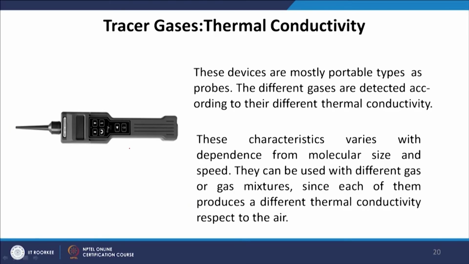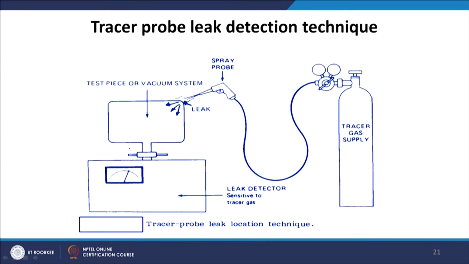These characteristics vary depending on molecular size and speed. They can be used with different gases or gas mixtures, since each of them produces a different thermal conductivity with respect to air. In tracer probe leak detection techniques, there is a tracer gas supply connected, let us say a helium gas or nitrogen gas cylinder, to a tracer probe. Now, this is the chamber on which we want to measure whether there is a leak or not, and let us say there is a leakage here.